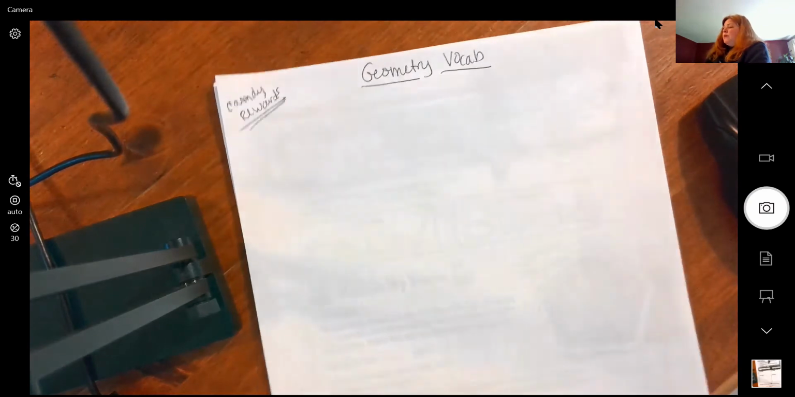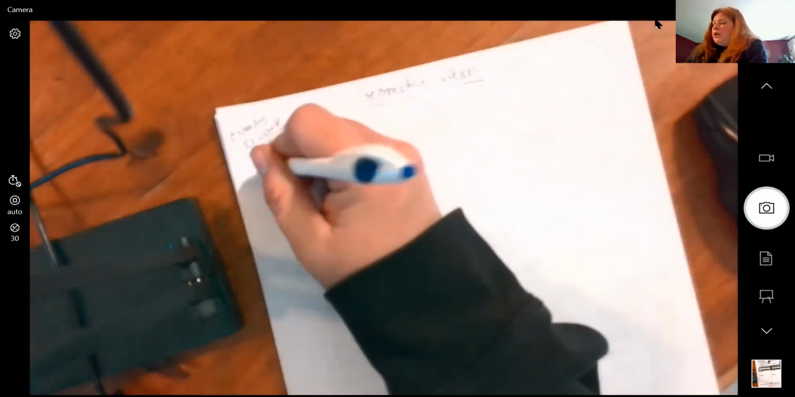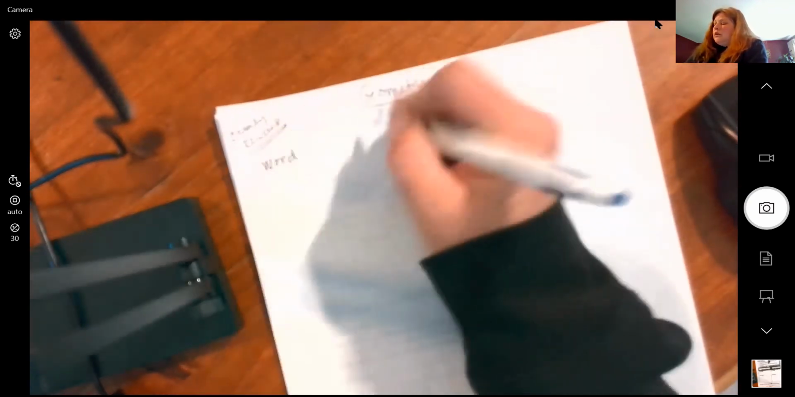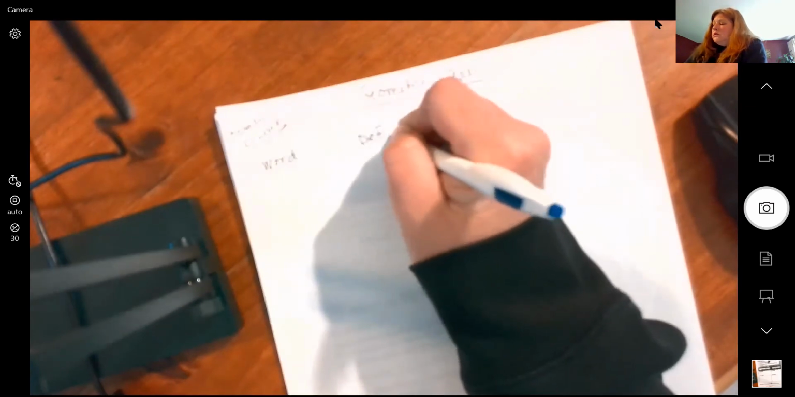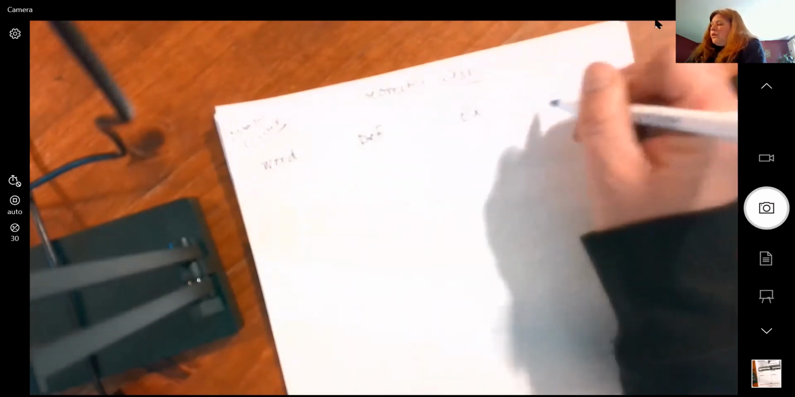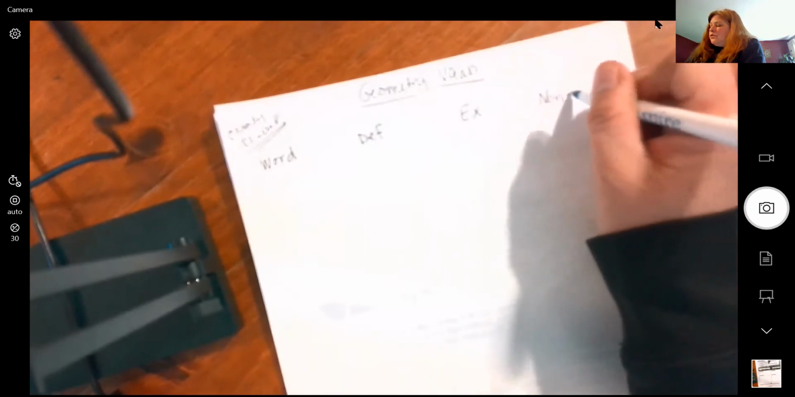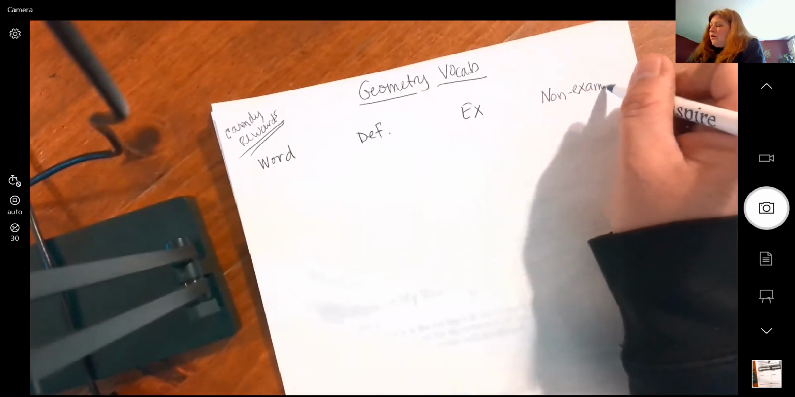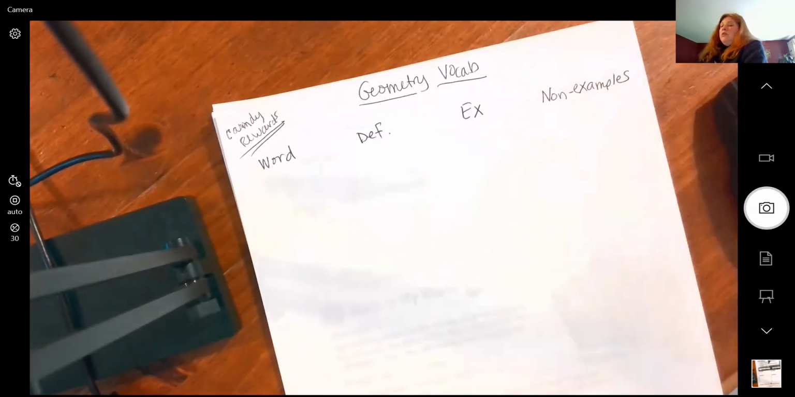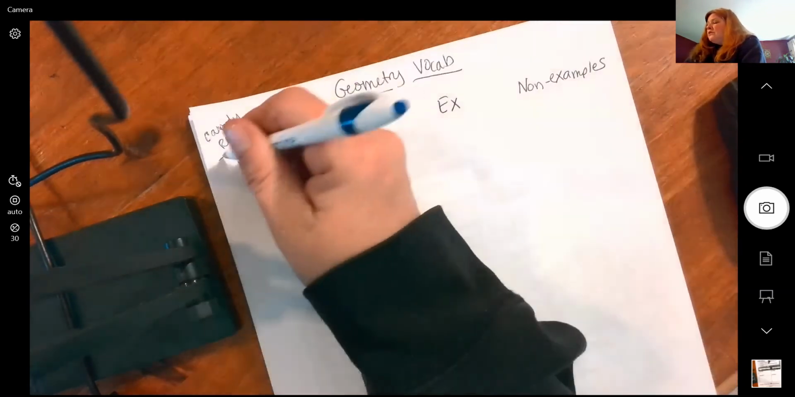Because the vocab is key. Okay, so we're going to start. We need our word, our definition. Now, we won't always have non-examples. These are examples of things that don't fit the definition. But a lot of times the non-examples help you as much as the examples.